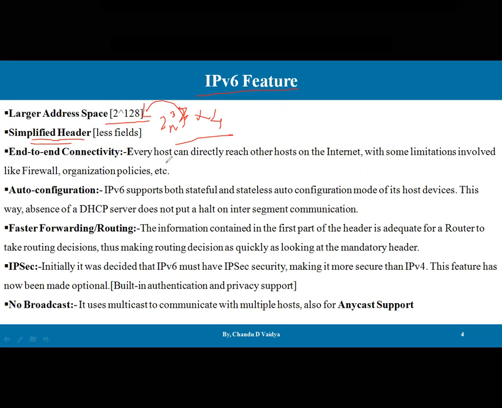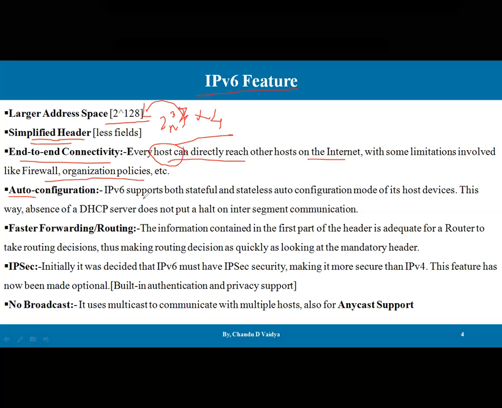End-to-end connectivity. Every host can directly reach other hosts on the internet, with some limitations like a firewall and organization policy. In nowadays communication, every host, no matter whether it is a computer, laptop, mobile device, or any digital gadget, oven, fridge, etc., can communicate with each other. Nowadays we are using IoT and cloud, IoT with cloud and cloud with IoT, and it is going to be successful only because of IPv6.